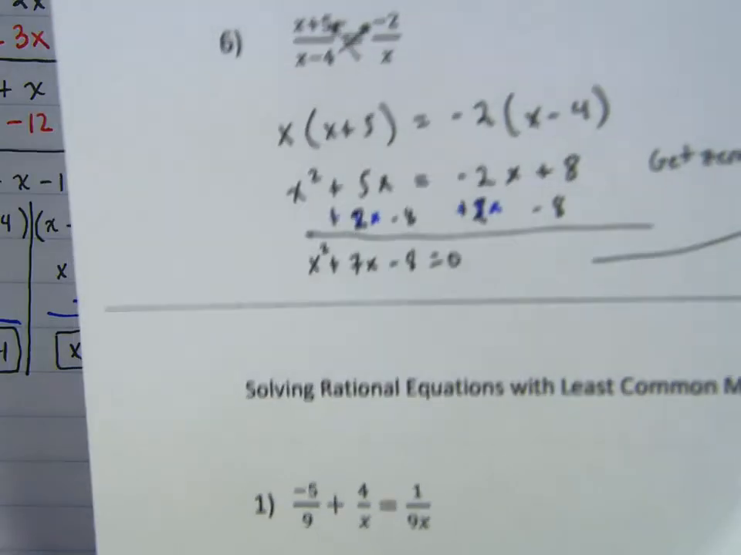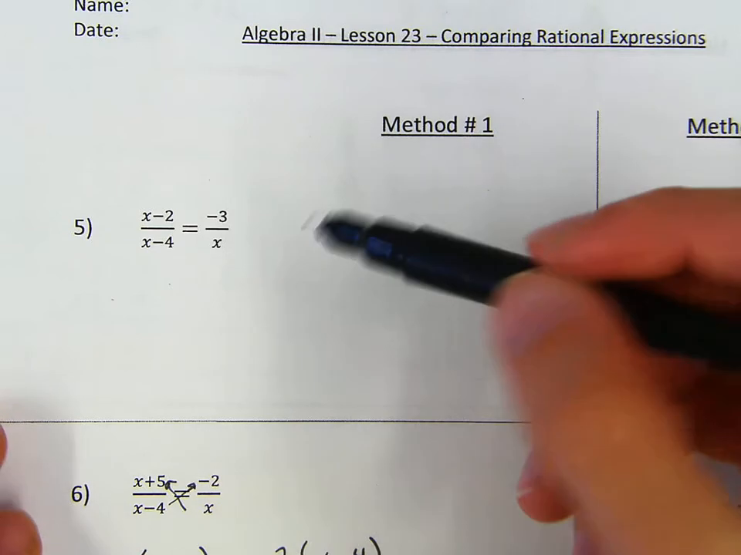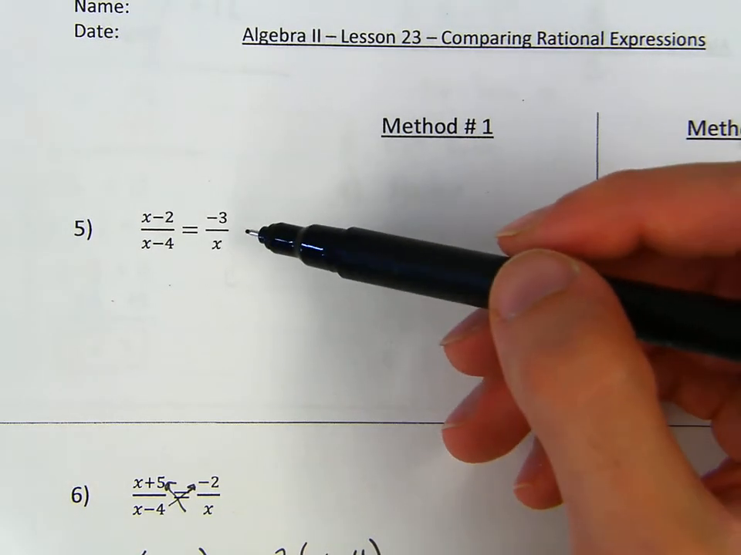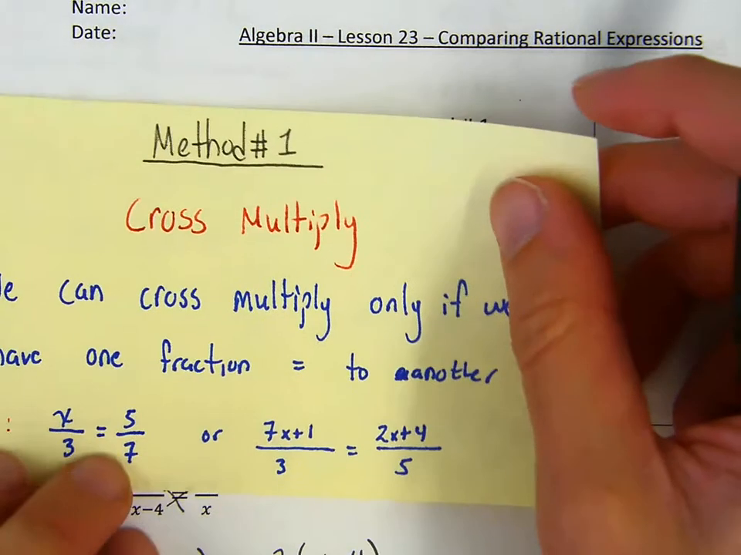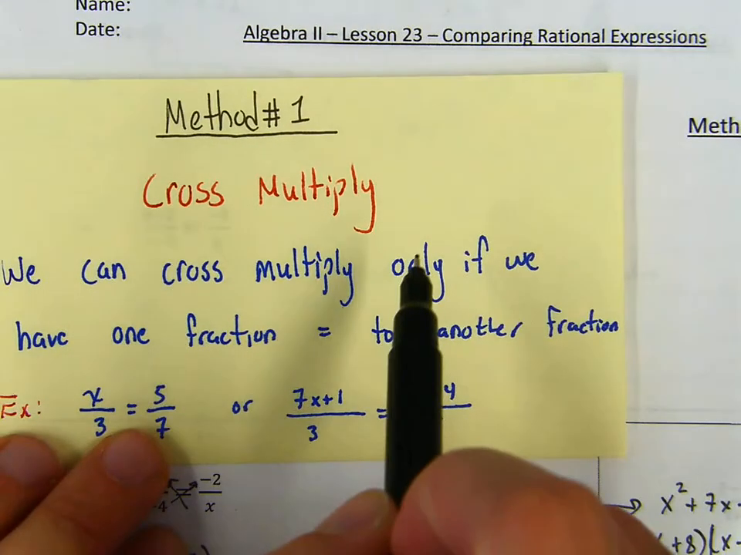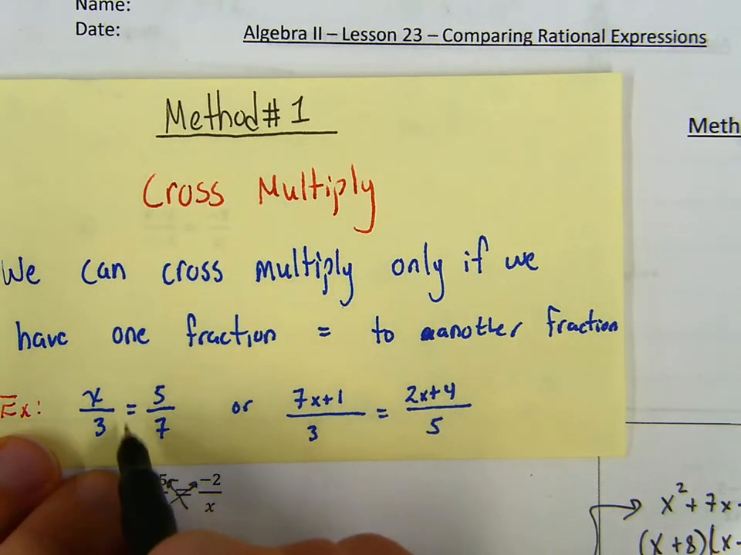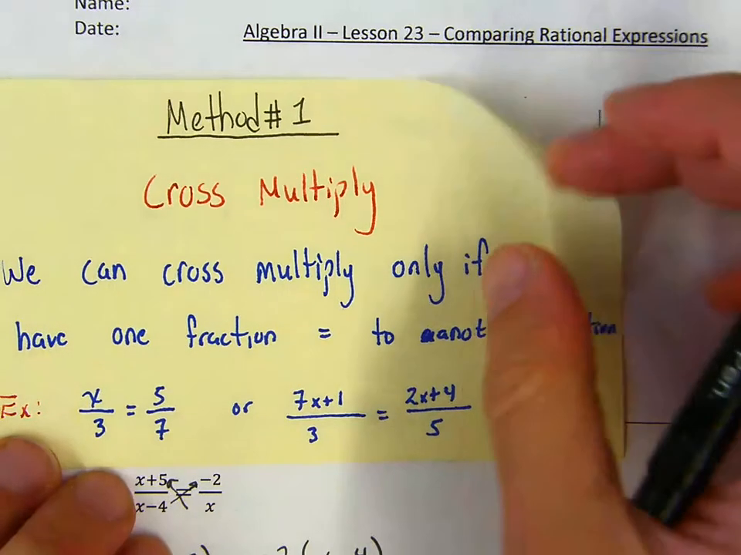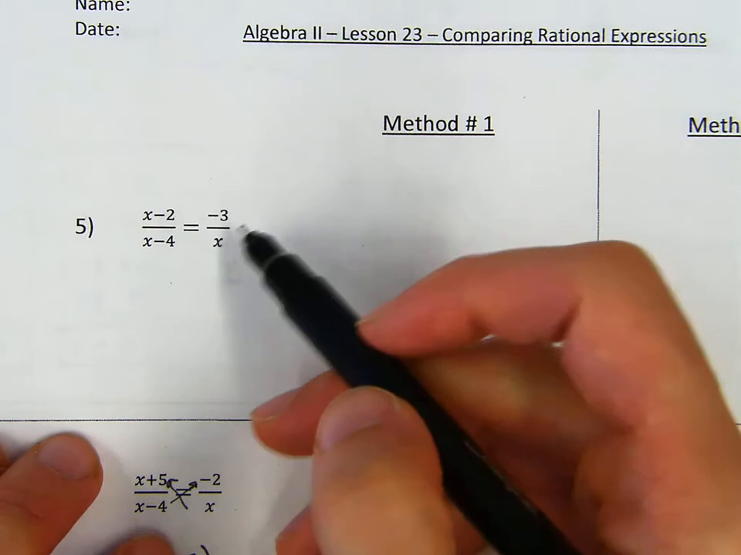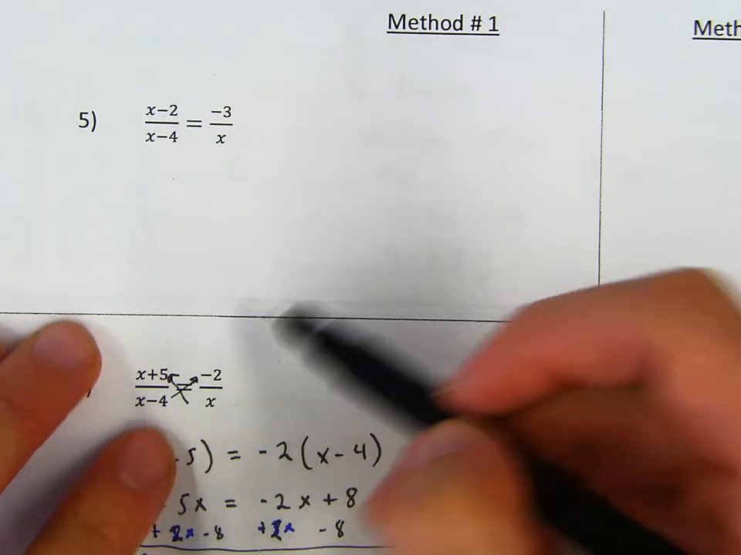Here, going back, when are you allowed to cross multiply? You're only allowed to cross multiply if you have one fraction equal to another fraction, right? So something that looks like this, something that looks like this, right? In this example, you can cross multiply. In this example, you can cross multiply.